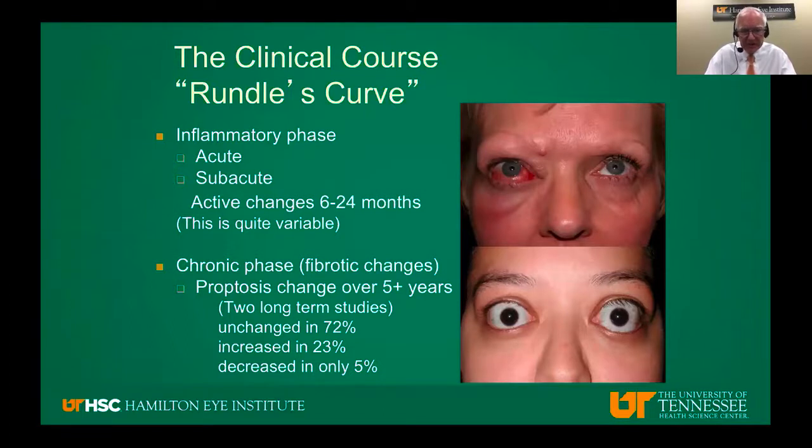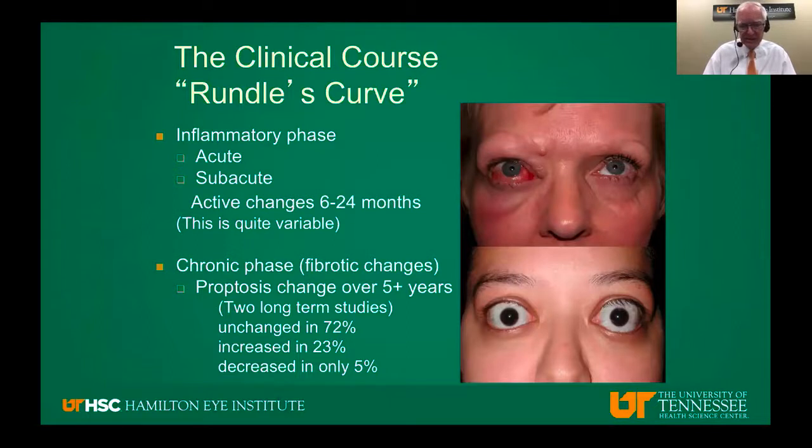The chronic phase or the fibrotic phase: these people have gone through Rundle's curve and they're at the other end. Then the question comes down to, what's the long-term prognosis? In my review of the literature, really two long-term studies have looked at proptosis. I haven't looked at the extraocular muscle stuff. I just picked out proptosis and said, okay, what happens after they go to the chronic phase?